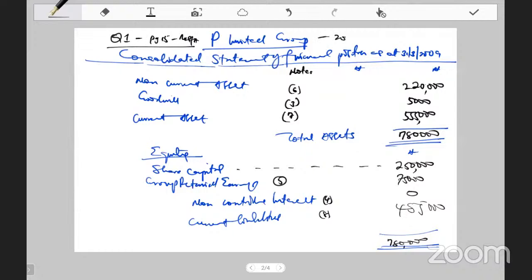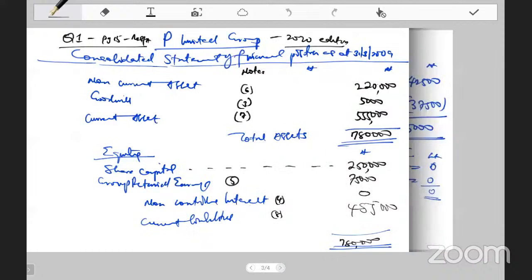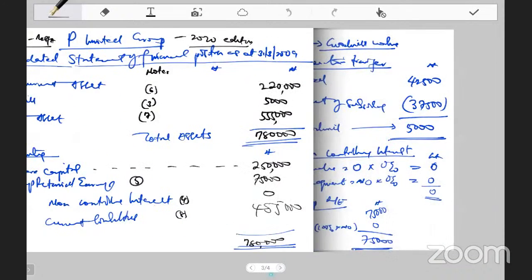That is the 2020 edition. So let's go to question number 2, which is also on page 15. What are the requirements? What is the question saying? If you look at this question number 2, it has its own unique one.